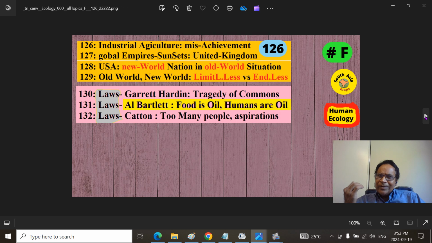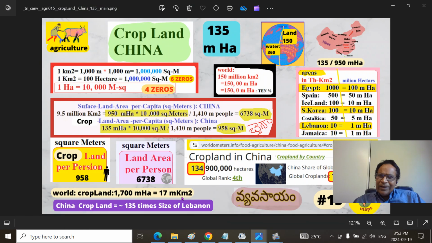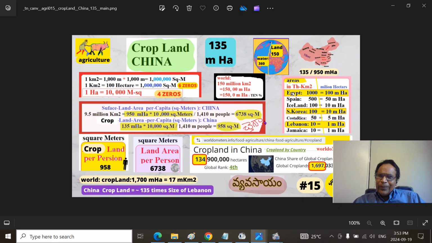So thank you very much, Mitronam, for joining me today about China's cropland, 135 million hectares, that is nothing but 1.35 million square kilometers. Around this much cropland per person in square meters, this much surface land per person you will get in China.